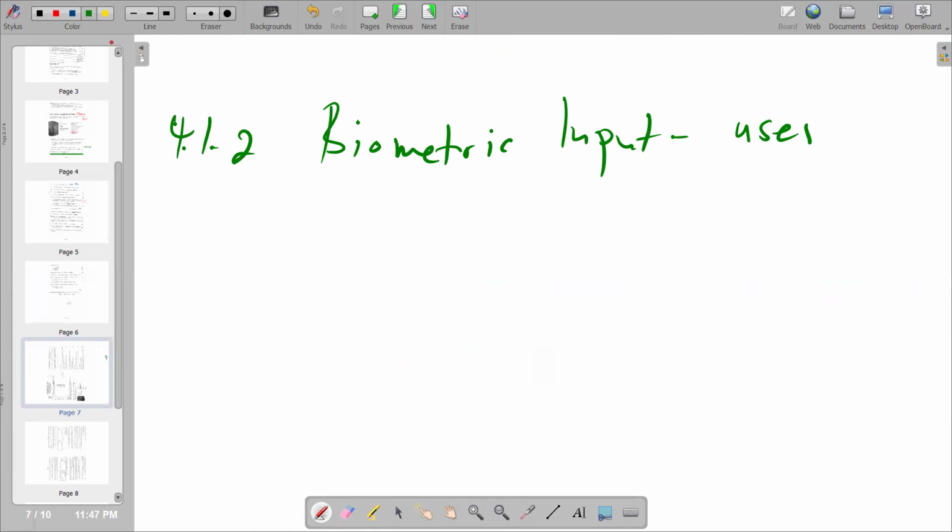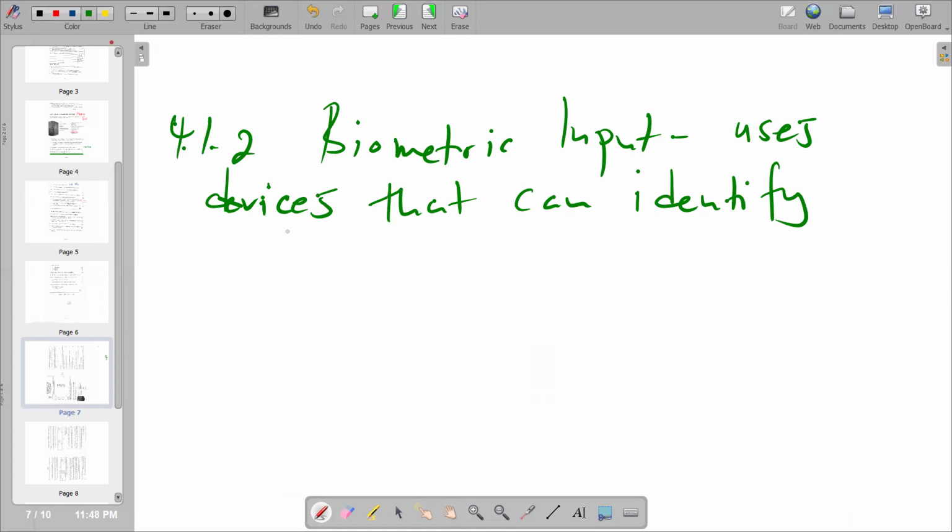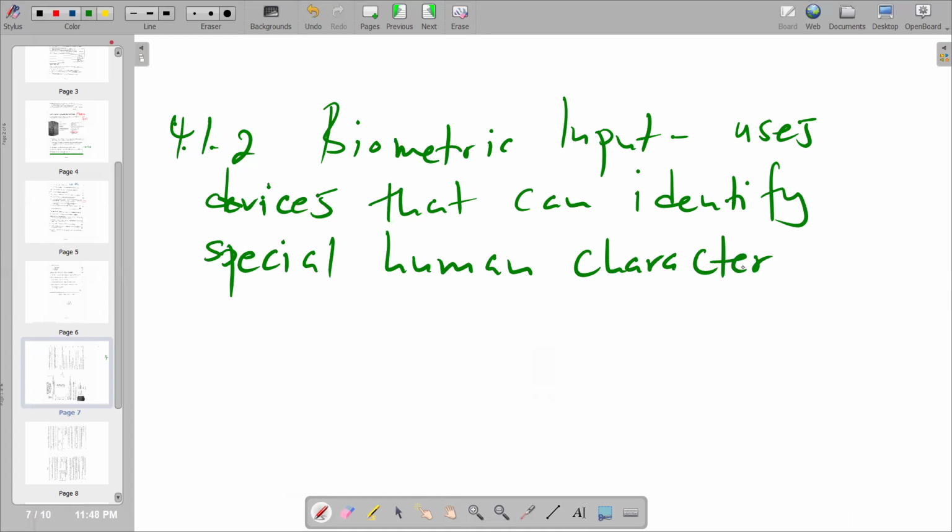It uses devices. Use the devices that can identify a special human character. So basically that's what we are saying. It uses devices that can identify special human character traits, and also it uses that to grant or deny access to systems.